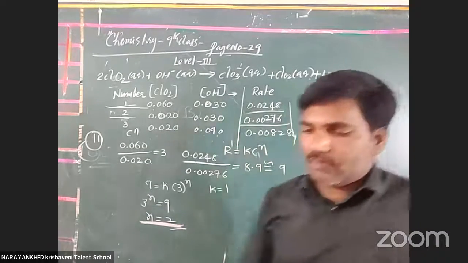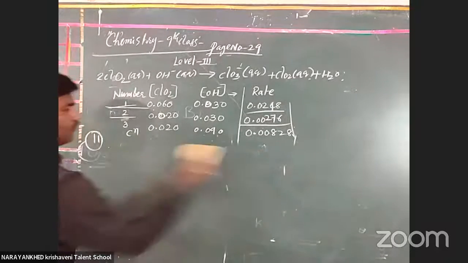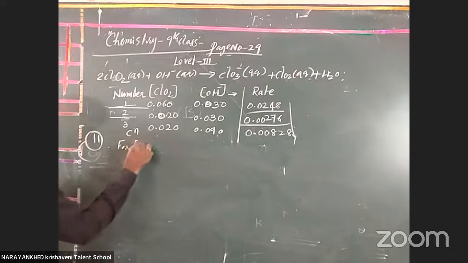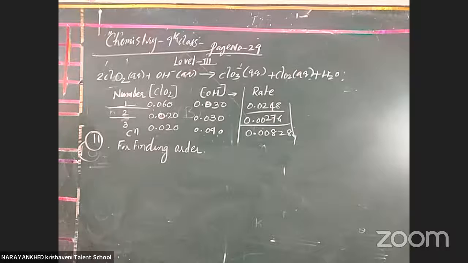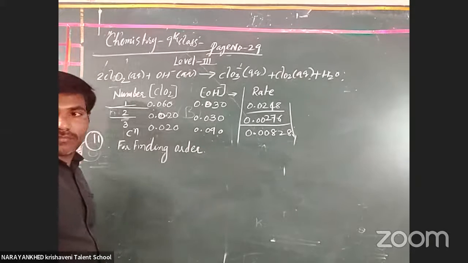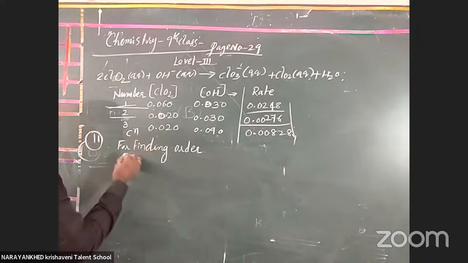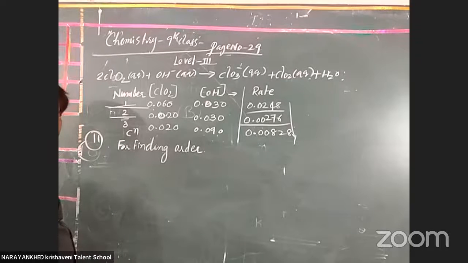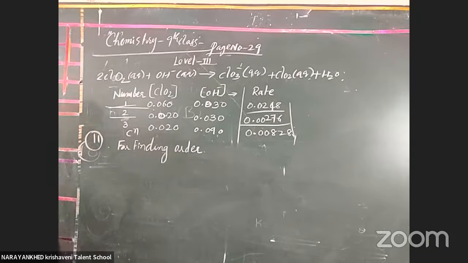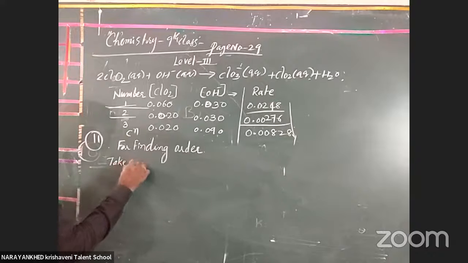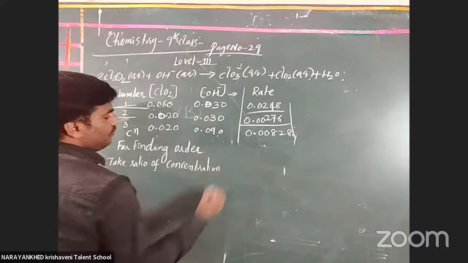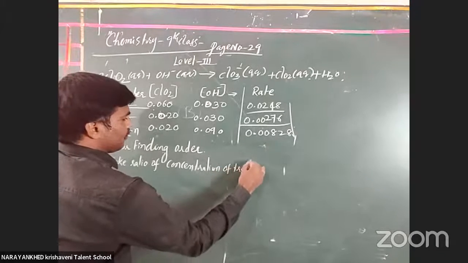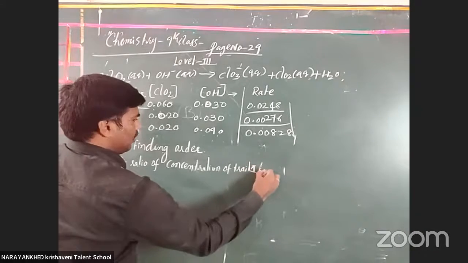Write down, please. For finding order, take the ratios of concentrations of trials 1 and 2.